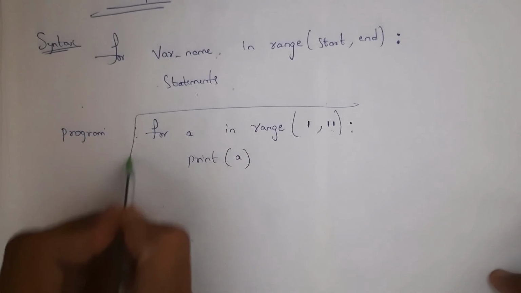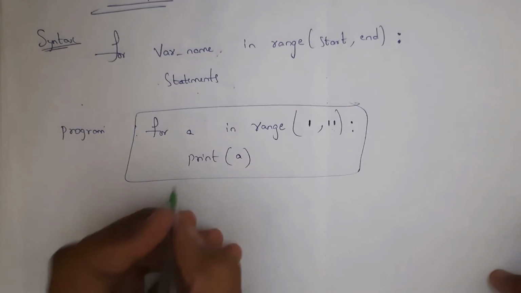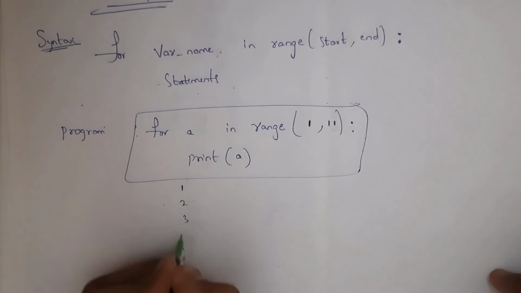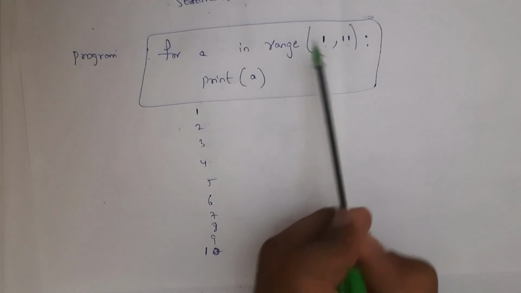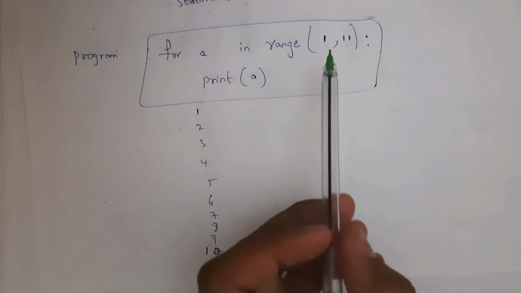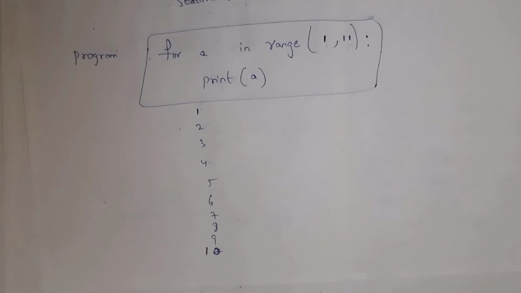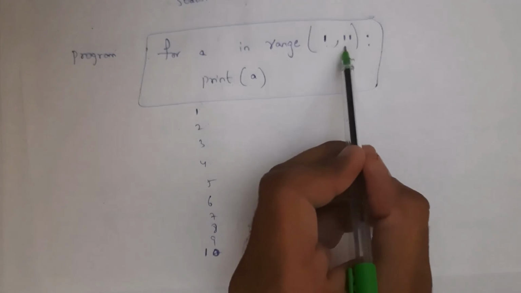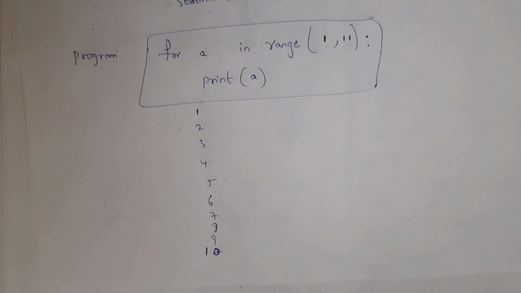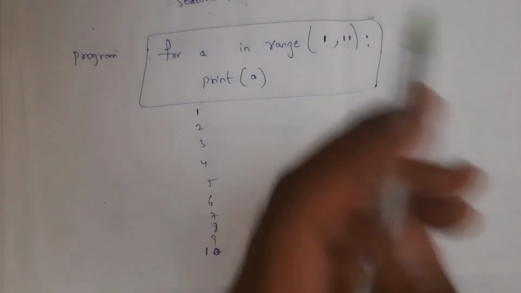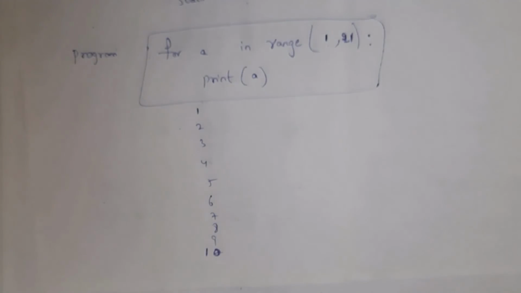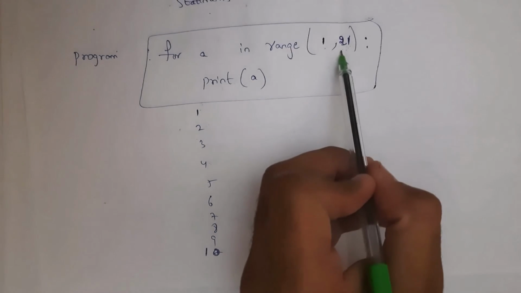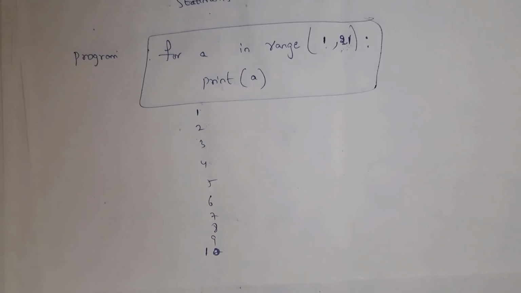Whenever you execute this program, at first it will print the values 1, 2, 3, 4, 5 until 10. Here I gave the number starting from 1, so it will start from 1, and in the end I gave the value 11. If you give the end parameter as 11, then it will generate values up to 10. For example, if you want to print numbers from 1 to 20, then just write here 1, comma, 21. 21 means it will generate values from 1 to 20. For the end parameter you need to add +1. This is the program for the for loop.